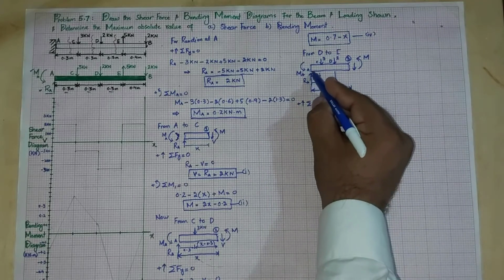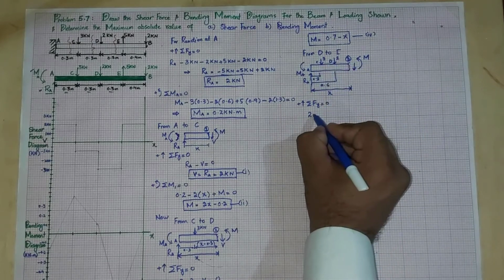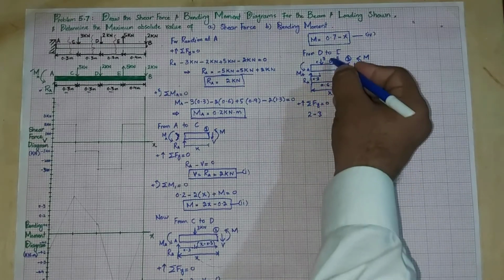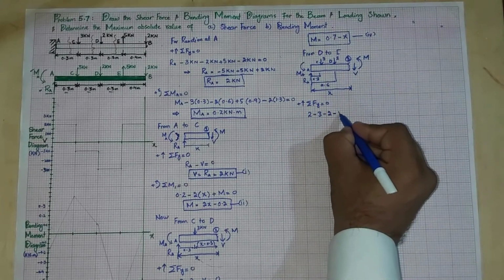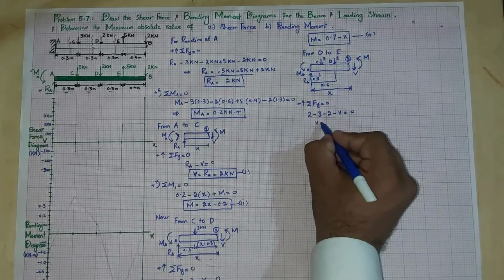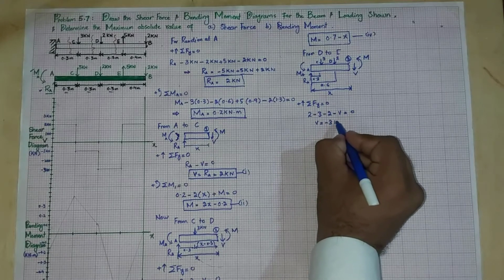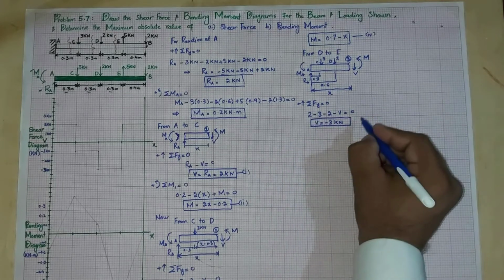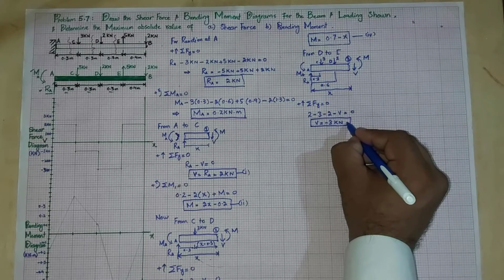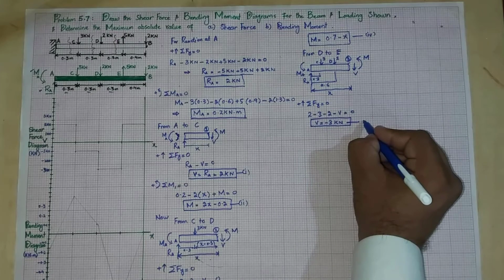So you can see there is a reaction force at A which is 2. There is a force at point C which is negative because it is downward, minus 3. At point D it is also minus 2, and shear force minus V is equal to 0. So V comes out to be minus 3 kilonewton. So the value of shear force for the region from D to E is minus 3 kilonewton. Let this be equation number 5.